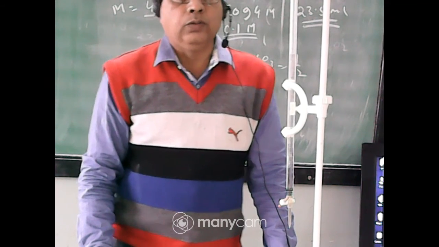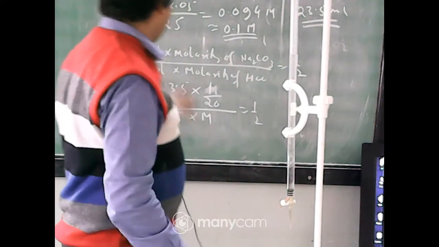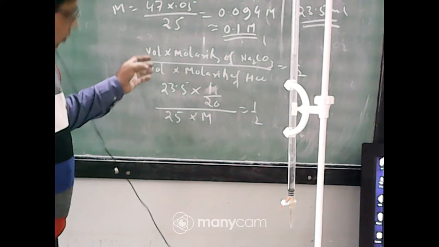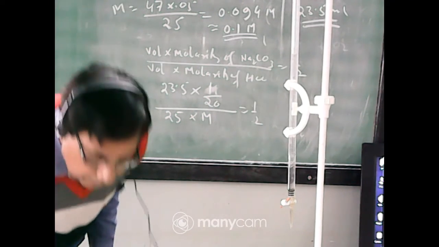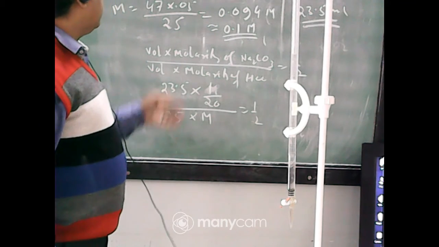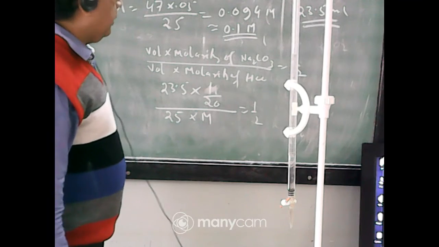Then you use the formula: volume times molarity of sodium carbonate divided by volume times molarity of HCl equals 1 by 2. From this equation we can calculate the molarity of HCl.